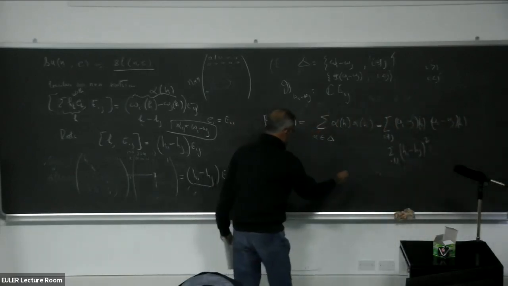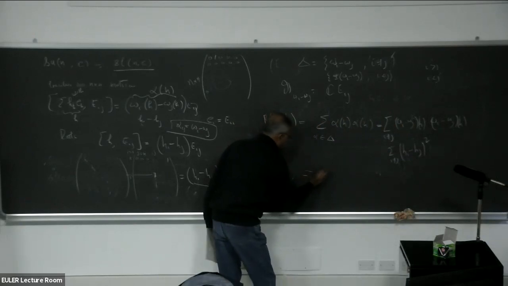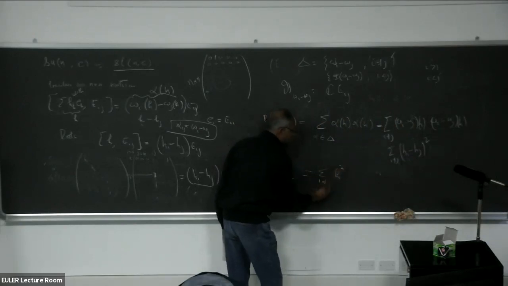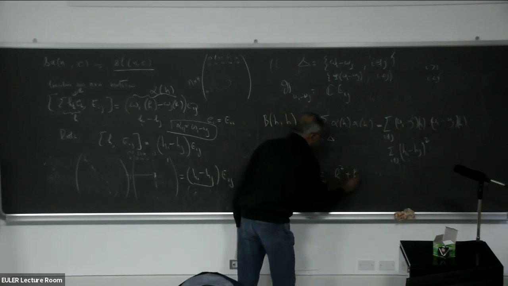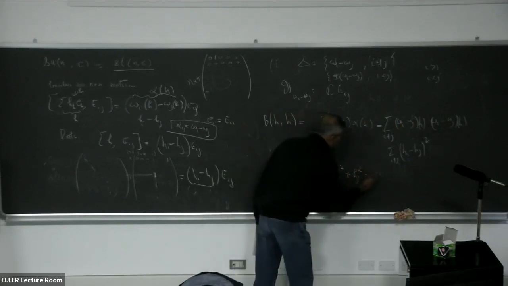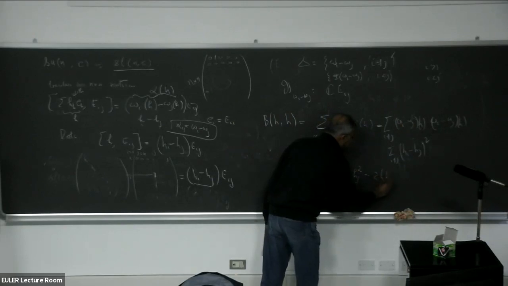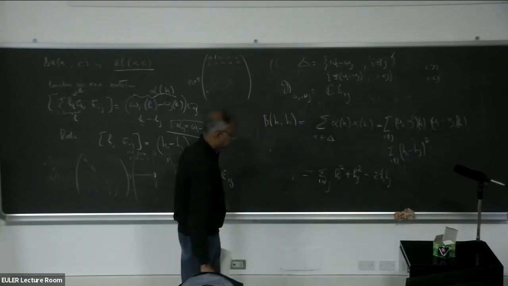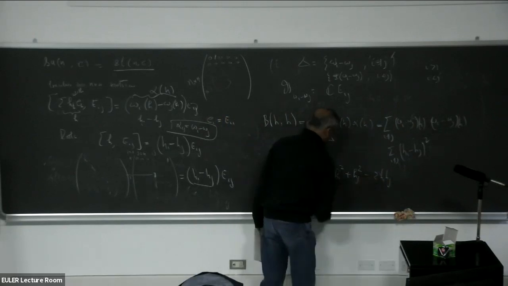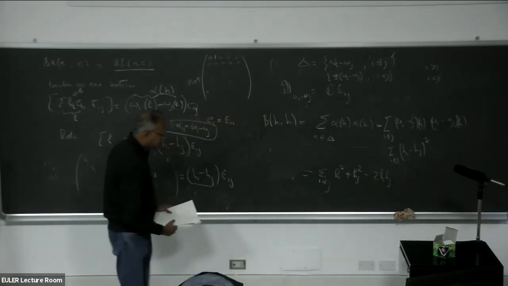So let's open that up. This is the sum over i not equal to j, hi square plus hj square minus 2 times hi hj. But we have a constraint here, right?